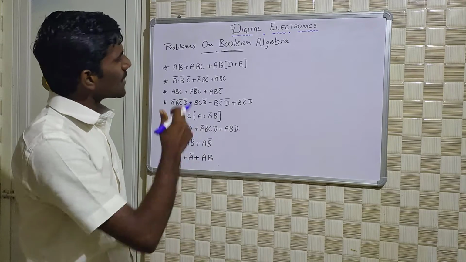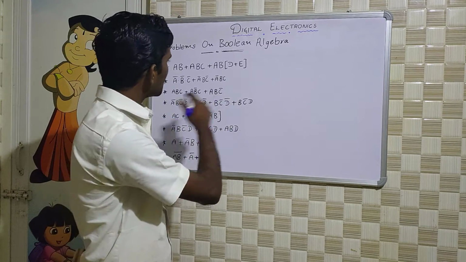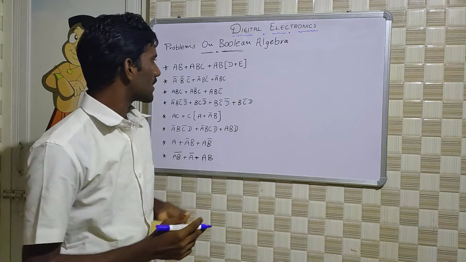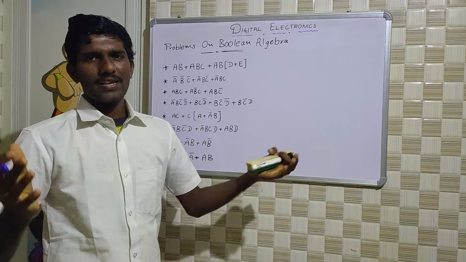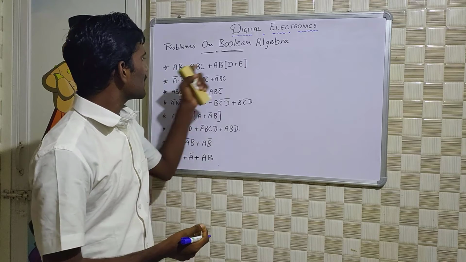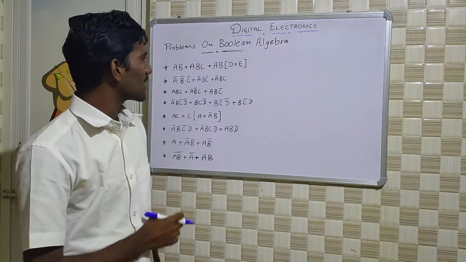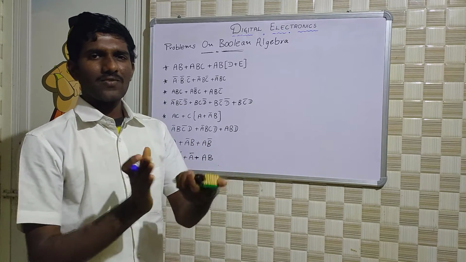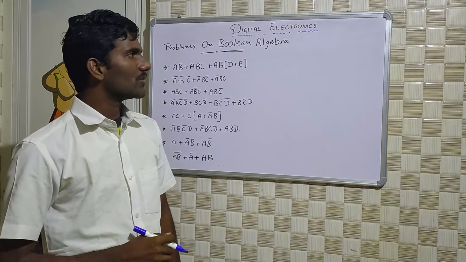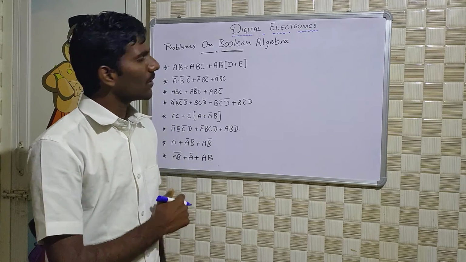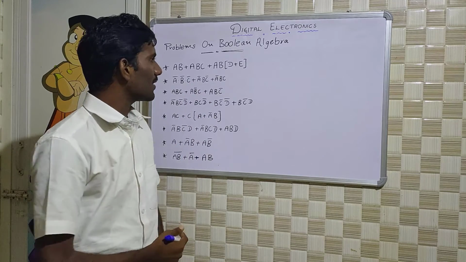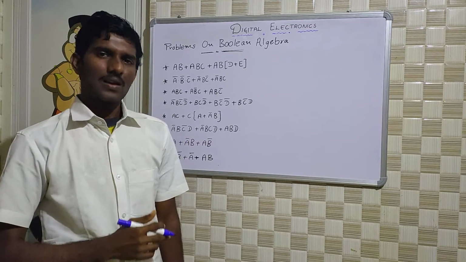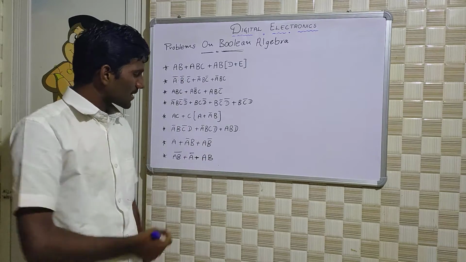So what is the purpose of reducing a complex Boolean algebraic equation into a simpler form? A complex equation requires a number of logic gates, and more logic gates increase the system complexity. If we reduce the Boolean equation into a simpler equation, the number of logic gates reduces, so the size of the system also reduces. That is the purpose of this reduction. Here we are again going to use the same properties and theorems we discussed in the previous classes. Let's see some examples.